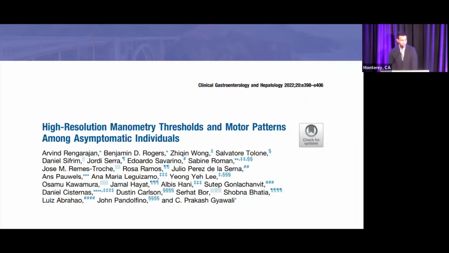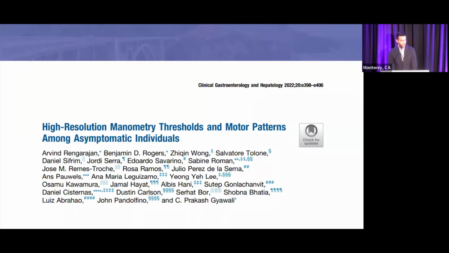So with that framework in mind, there have been a few studies that have come out in the past year, as well as at DDW. One thing I thought was interesting is we have these major findings with esophageal manometry, and then we have some of these minor findings of unclear clinical significance. How often do you see these in asymptomatic individuals?